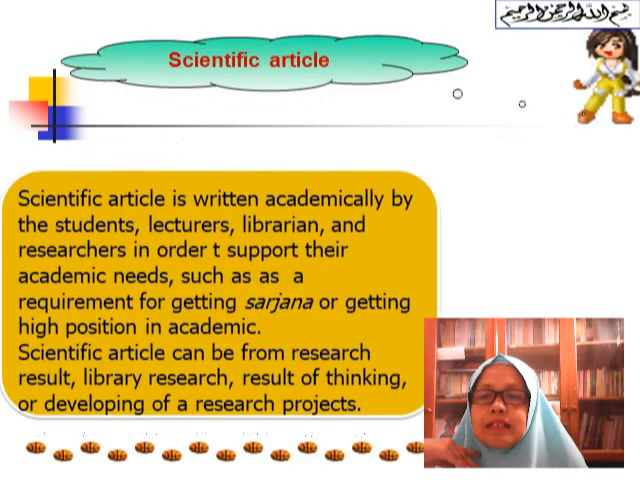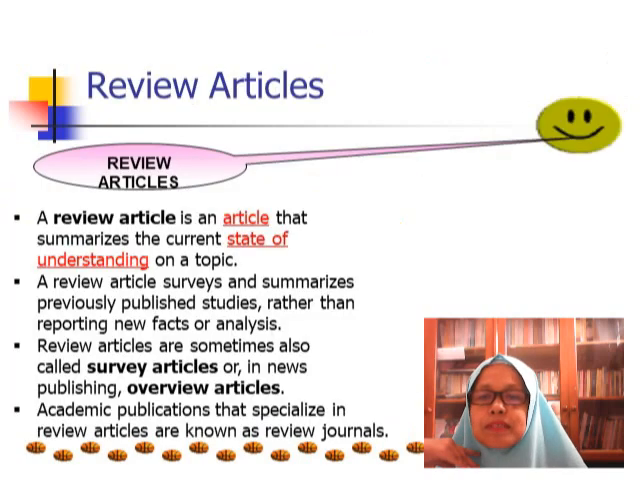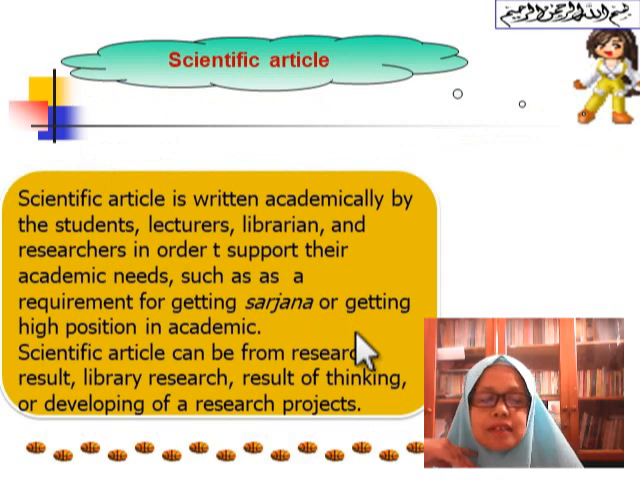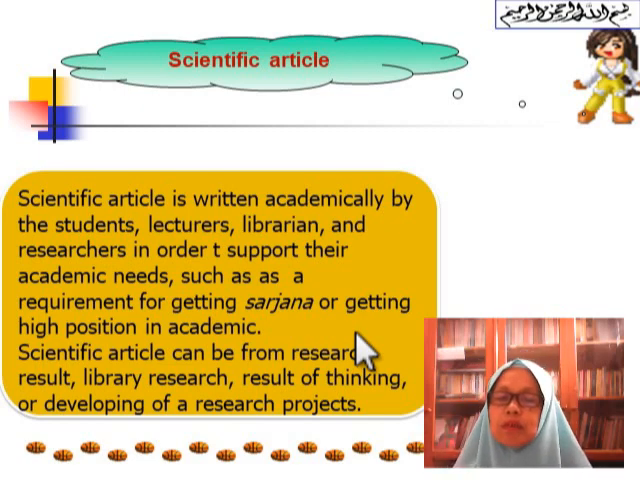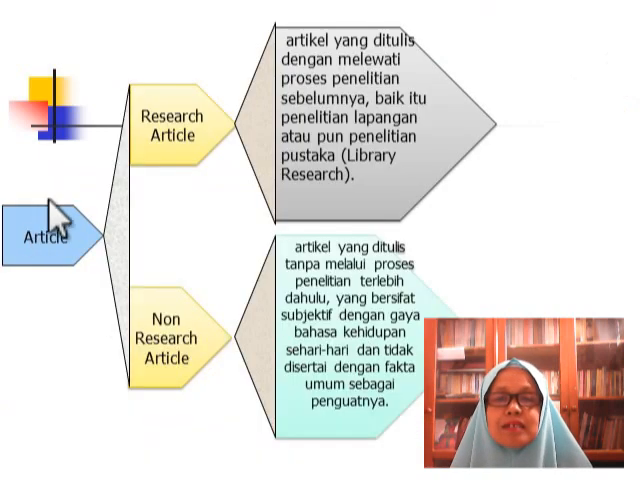Okay, now we come to the next. What we mean by article here is a scientific article written scientifically by researchers, lecturers, students, librarians, or anyone. It can be a research result, it can be a librarian result, it can be based on thinking only, based on ideas, or maybe based on some projects. Okay, so the article can be divided into two, research article and non-research article. We have talked about it in our WA group.